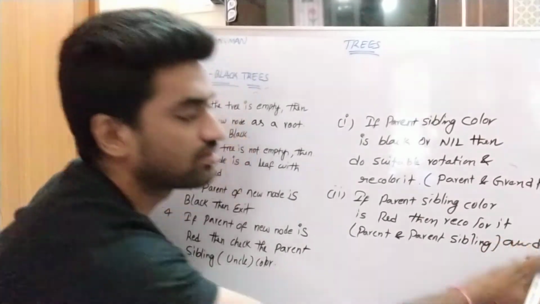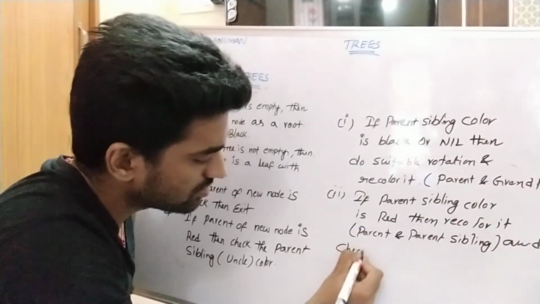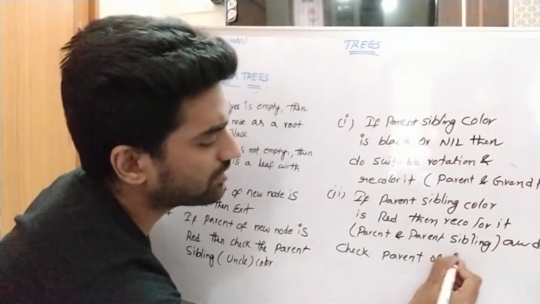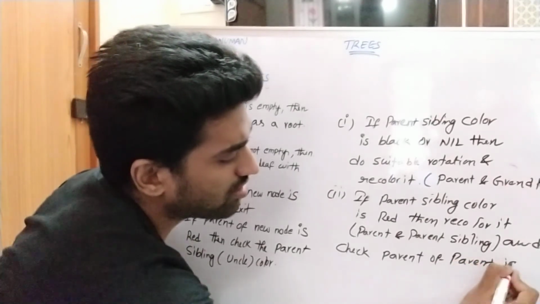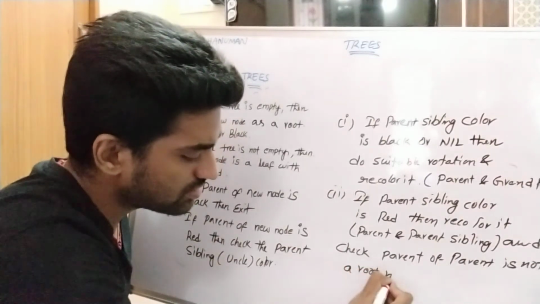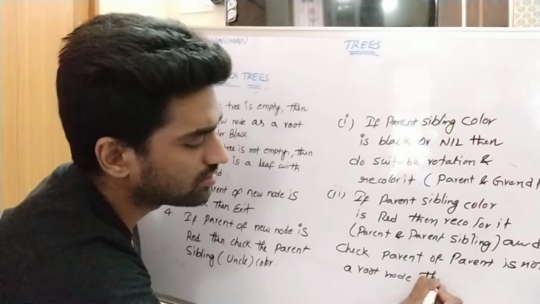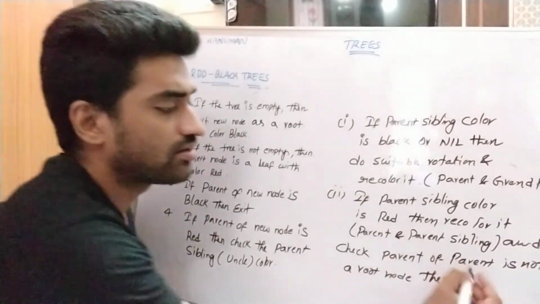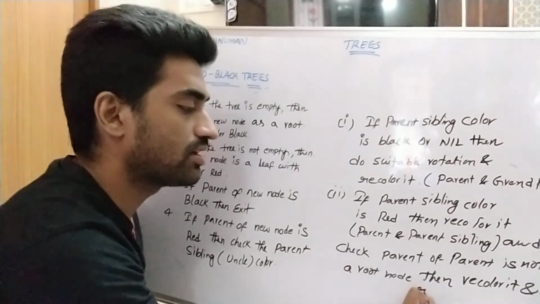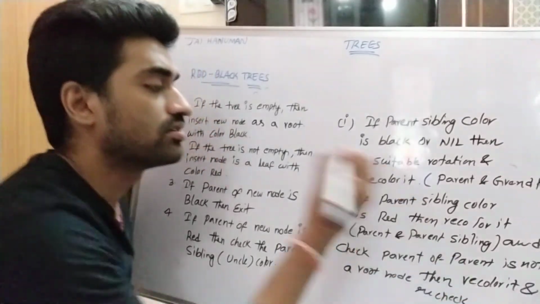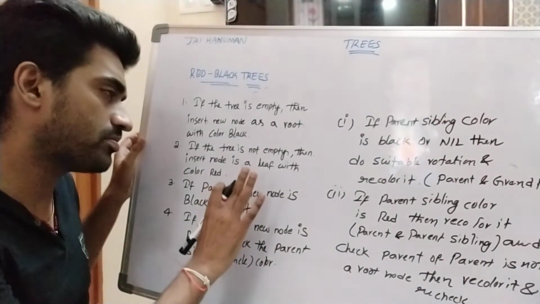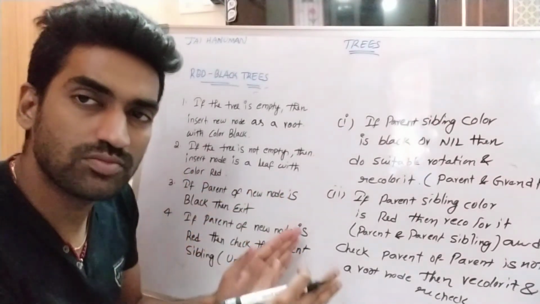And check the parent of the parent, that is the grandparent. If the parent of the parent is not a root node, then recolor it and recheck. Again we check whether the parent is a root node or not. So this is the process to insert an element into the red black tree.